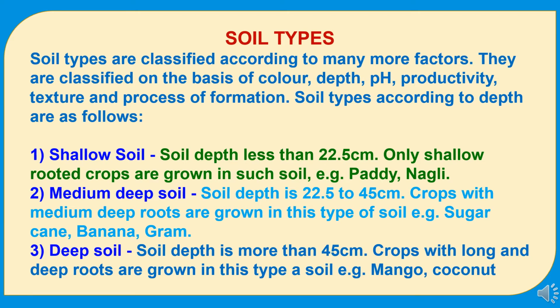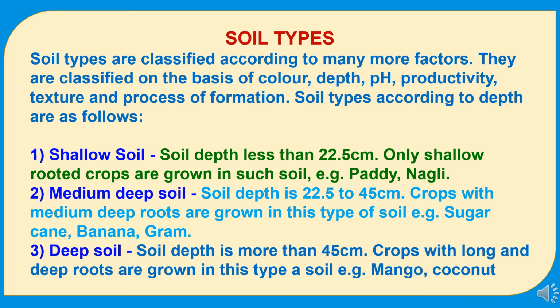Now we will study about soil types. Soil types are classified according to many factors. They are classified on the basis of color, depth, pH, productivity, texture and process of formation. Soil types according to depth are described in three categories.